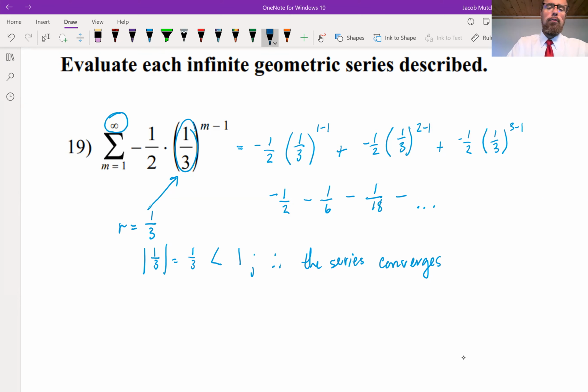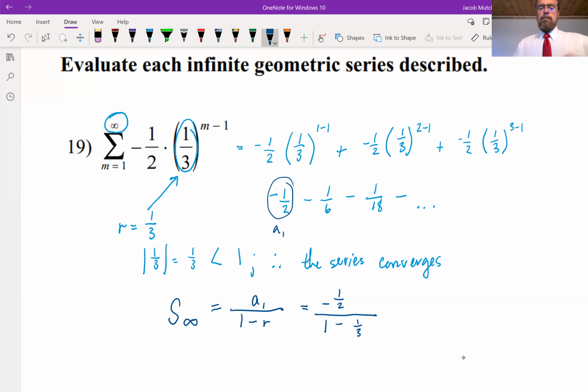So we'll pick up the sum formula, S sub infinity. Just to put it in general terms again, first term a sub 1 over 1 minus the common ratio. We'd already found the first term, a sub 1, is negative 1/2, over 1 minus the common ratio, which was 1/3. So lots of fractions here. This one we can probably calculate just manually, since fractions are in a way easier than decimals. 1 minus 1/3 is going to be 2/3.